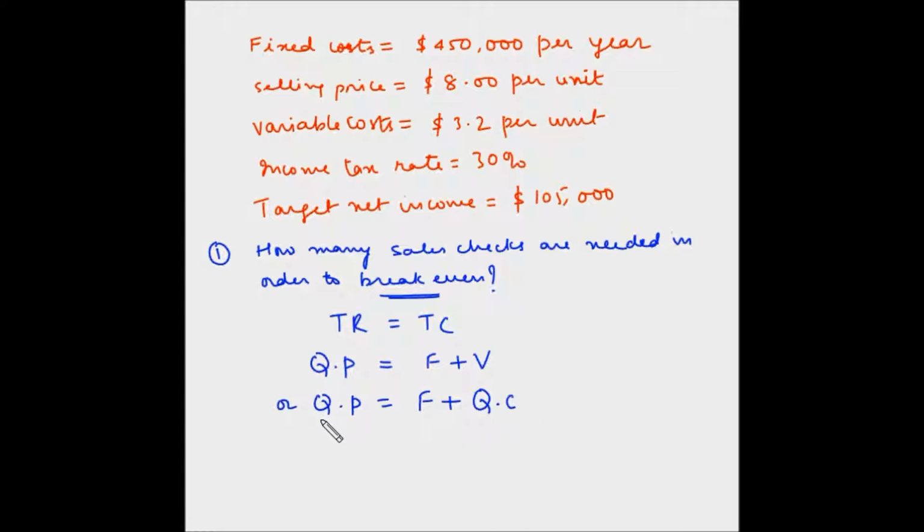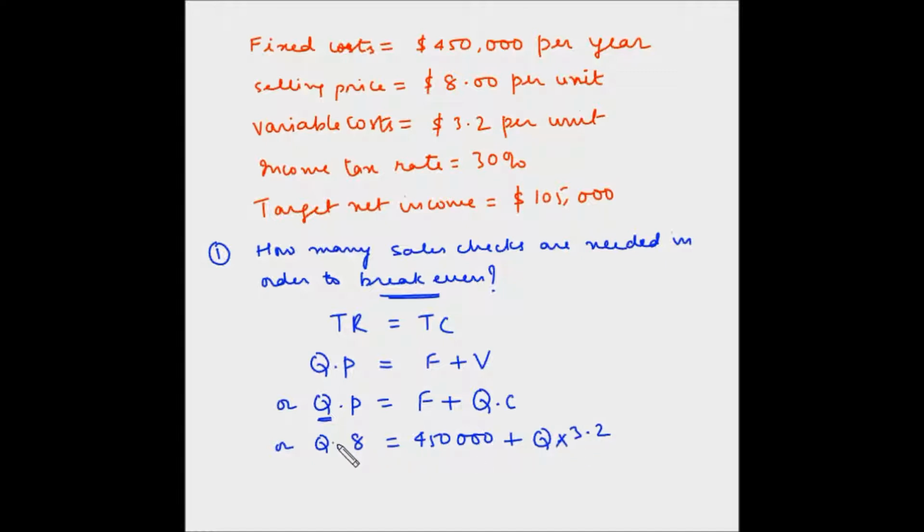So now here we have to find out the value of Q, that is how many units we are selling. Q is the variable here, so Q multiplied by P, P is the selling price which is $8, is equal to F, which is the fixed cost which is $450,000, plus Q, which is the variable, multiplied by C, which is 3.2.